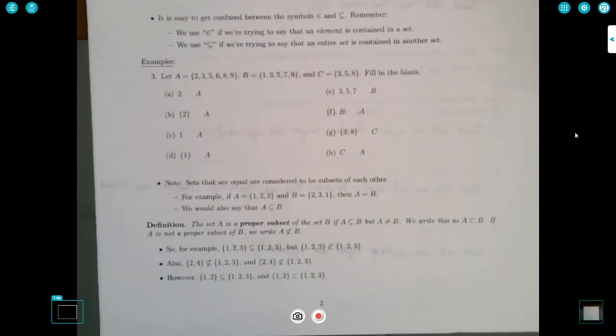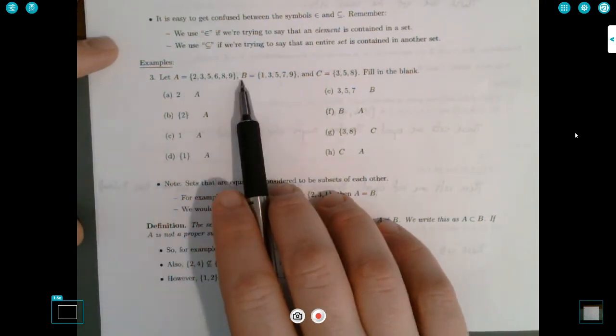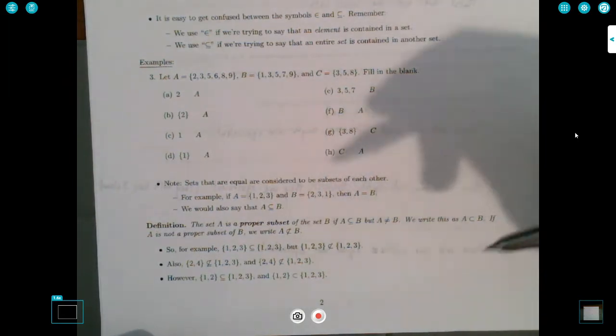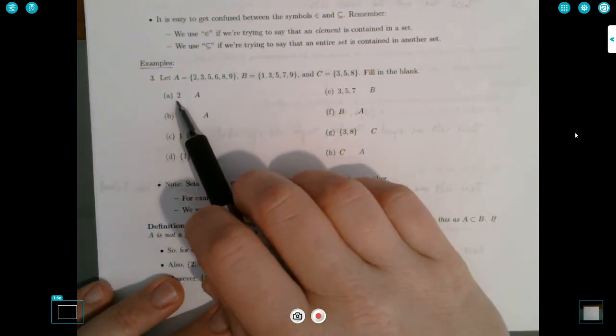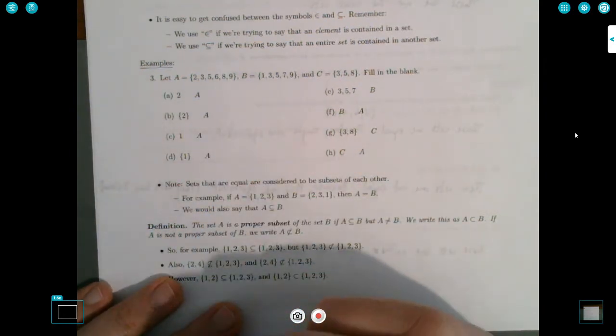So, some examples, right? We've got 3 sets, A, B, and C. Let's see if we can fill in the blank with the appropriate symbol, either the element symbol or the subset symbol, or maybe the element symbol with a slash through it if it's not an element, or the subset symbol with a slash through it if it's not a subset.